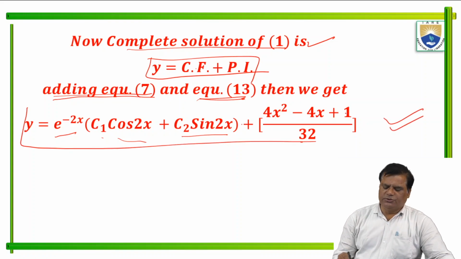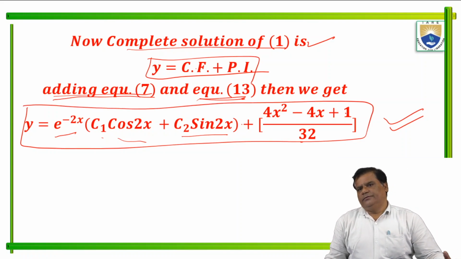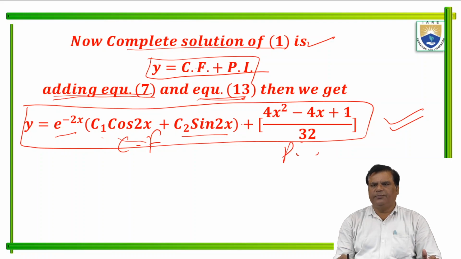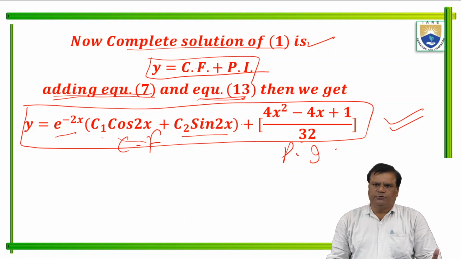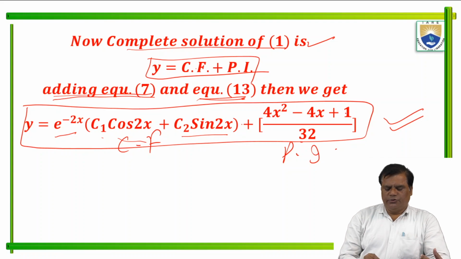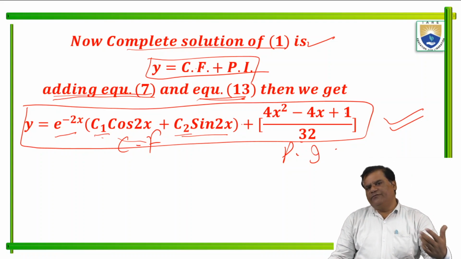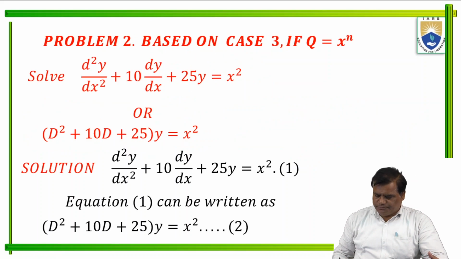So this is the complete solution of equation 1, question 1, problem 1. In this solution, this part is the complementary function and this part is the particular integral. In the complementary function, arbitrary constants are there. For a second order differential equation we find two arbitrary constants. If it is a third order differential equation, then we find three arbitrary constants. So this is the complete solution.